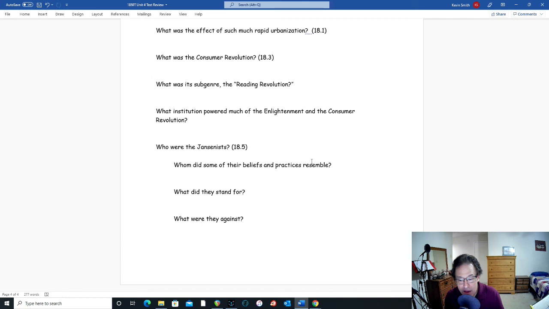So what were they against? They were very much against state control of the church. Basically, Pietists in Protestant countries and Jansenists in Catholic countries were telling the secular authorities, the more you attempt to control our lives through the church, the less dependent upon the church we will become.